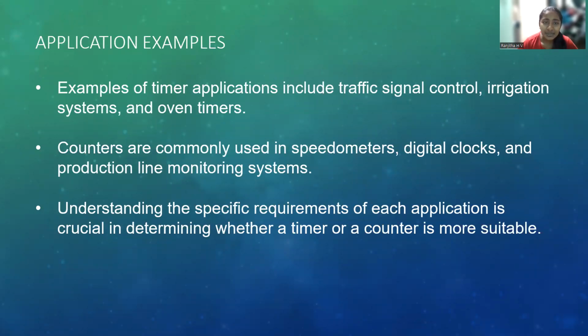Applications and examples for timer and counter. Examples of timer applications include traffic signal control, irrigation systems, and oven timers. Counters are commonly used in speedometers, digital clocks, and production line monitoring systems. Understanding the specific requirements of each application is crucial in determining whether a timer or a counter is more suitable.